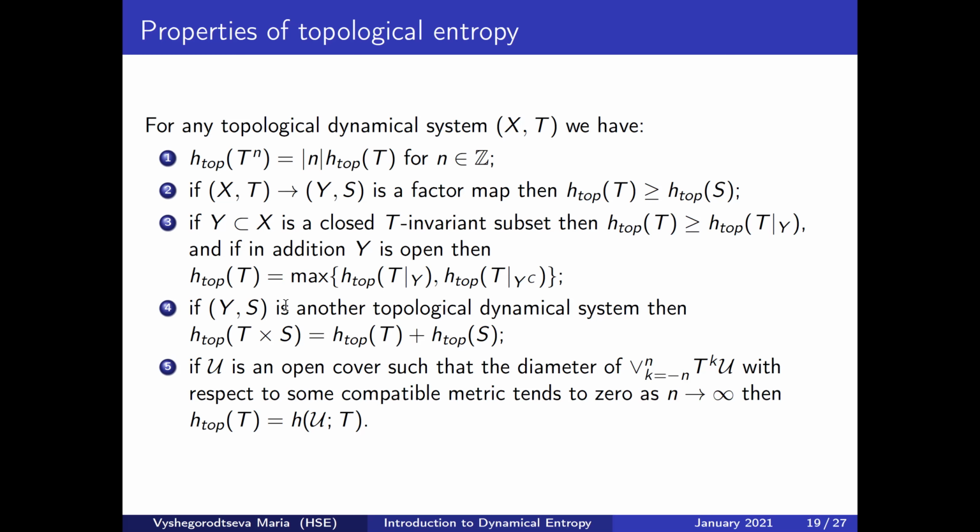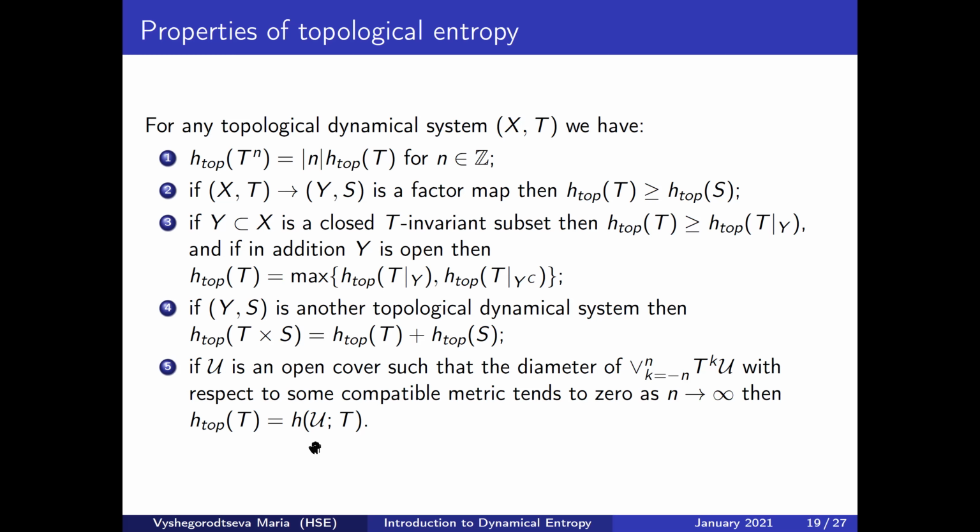And lastly, we have a property that if we have an open cover U such that the dynamical diameter of the union of n images and n pre-images of this open cover, with respect to some compatible metric, tends to 0, then the topological entropy of T is equal to H from U and T.